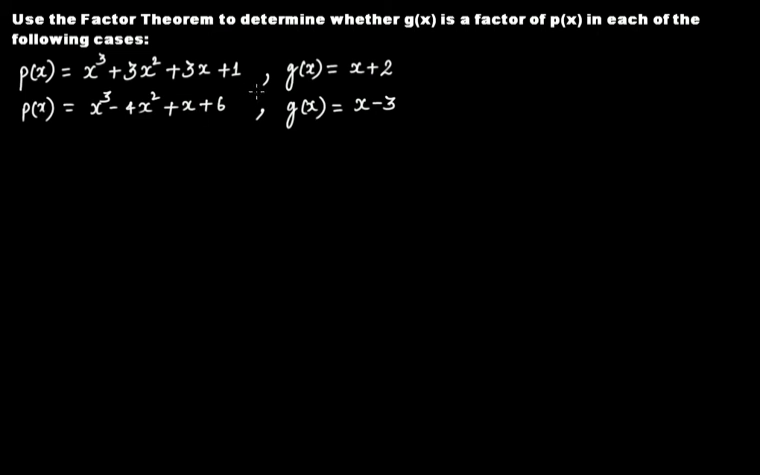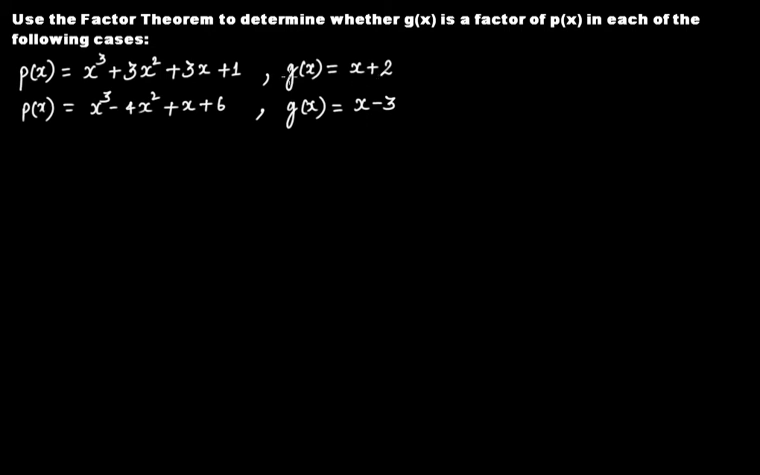Use the factor theorem to determine whether g(x) is a factor of p(x) in each of the following cases. In this first problem, p(x) is equal to x cubed plus 3x squared plus 3x plus 1, and g(x) is equal to x plus 2. Now you have to use the factor theorem. What does the factor theorem say?